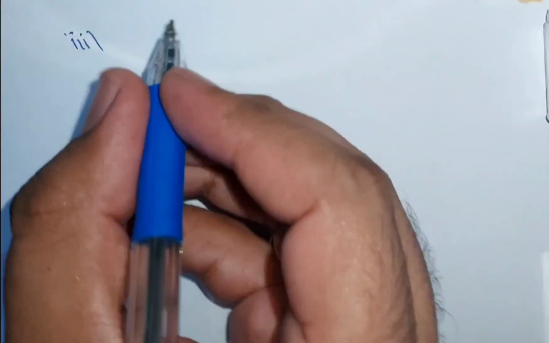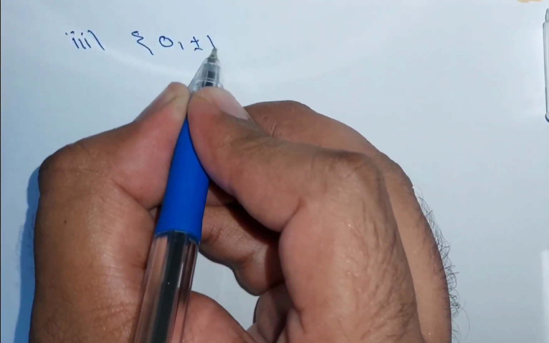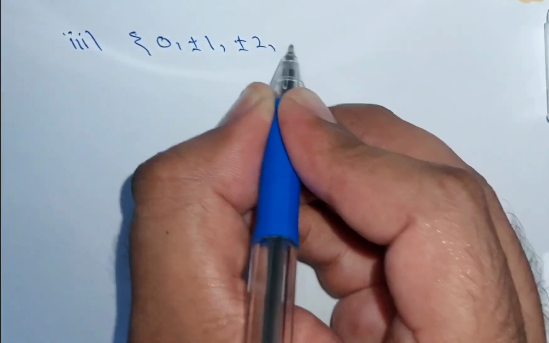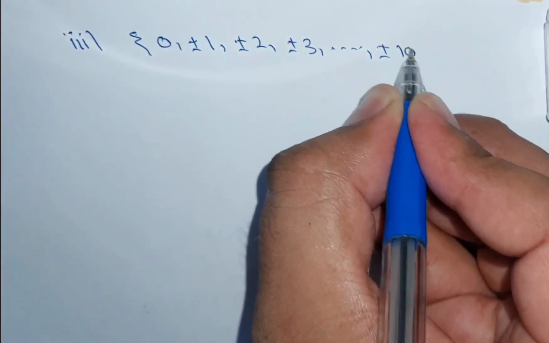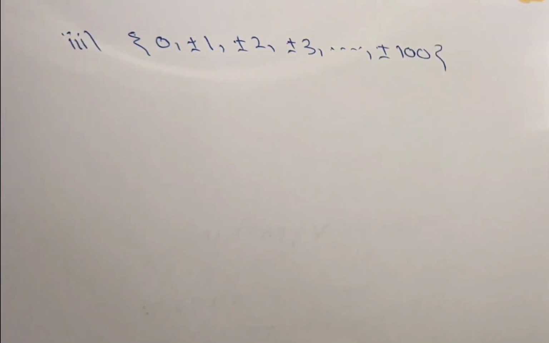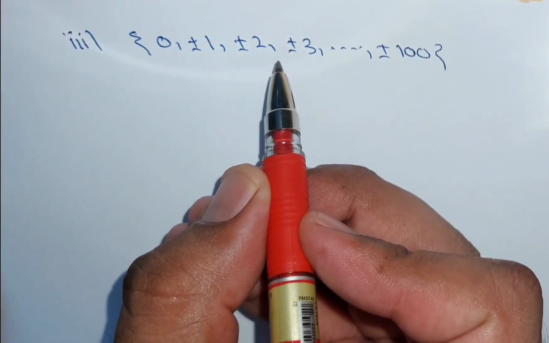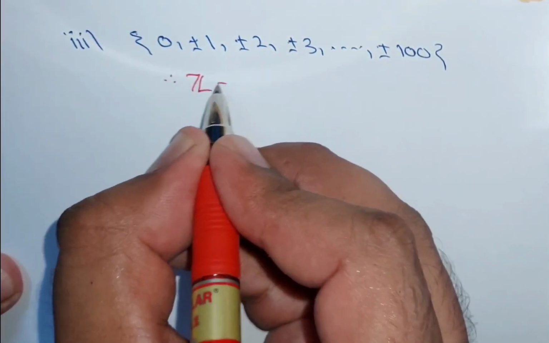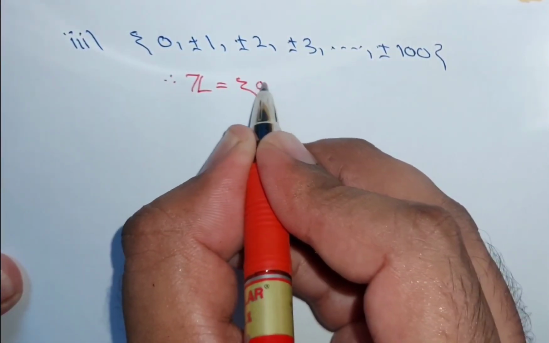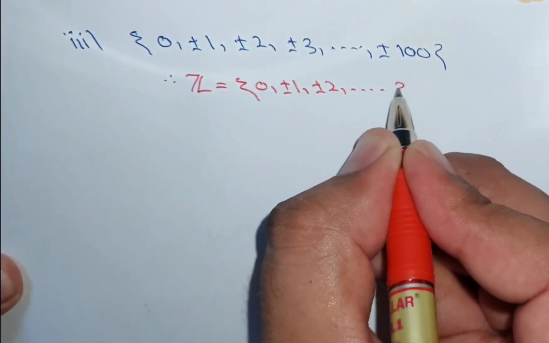Example number 3: we have a set 0, plus minus 1, plus minus 2, plus minus 3 and so on up to plus minus 100. To write this set in set builder form, we need to figure out the sequence. The sequence is 0, plus minus 1, plus minus 2, so it's a sequence of integers, and we know that the set of integers is 0, plus minus 1, plus minus 2, plus minus 3 and so on.